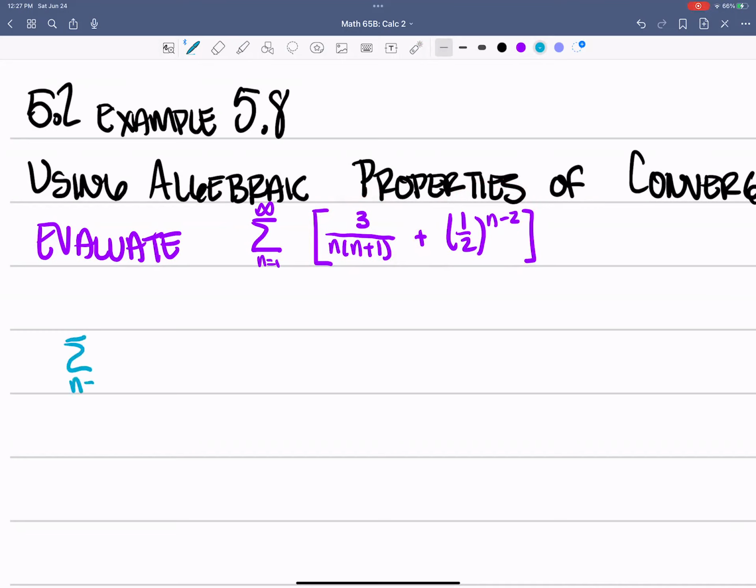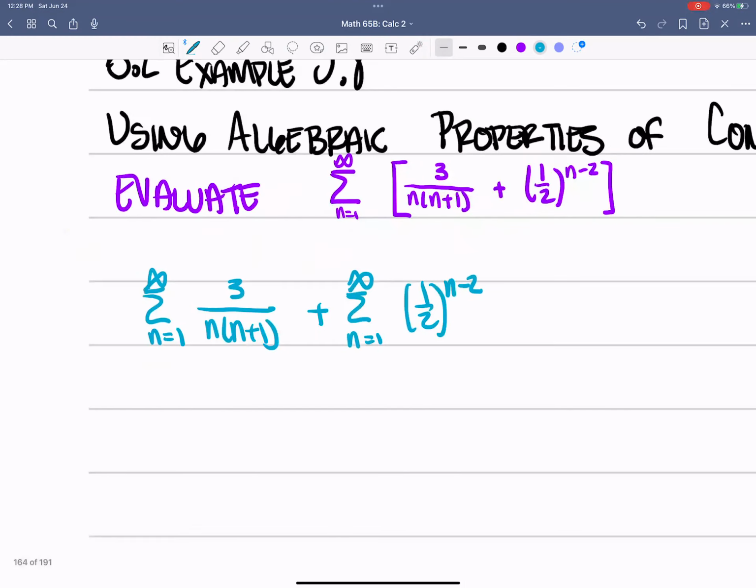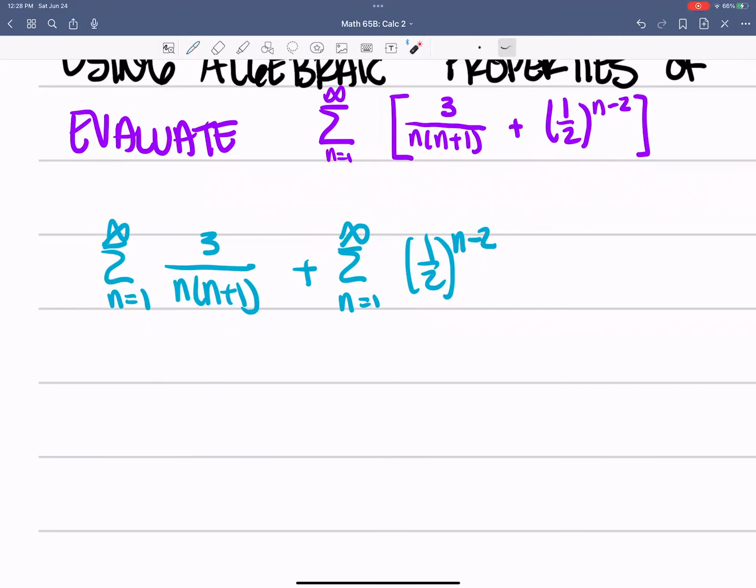So the sum as n goes from 1 to infinity of n times (n plus 1) over 3, plus the sum as n goes from 1 to infinity of 1 over 2 to the n minus 2. So separating those two there. Earlier in the previous problem, we saw that this ends up going to 1. So we could break that up.